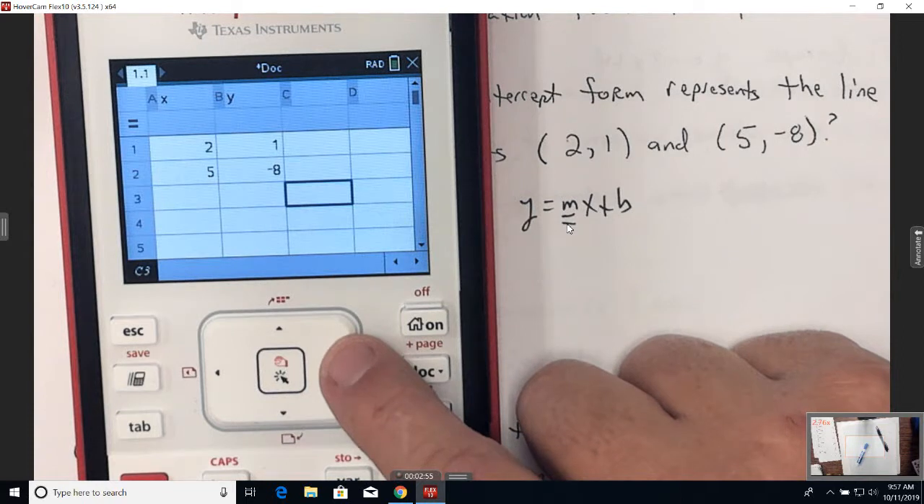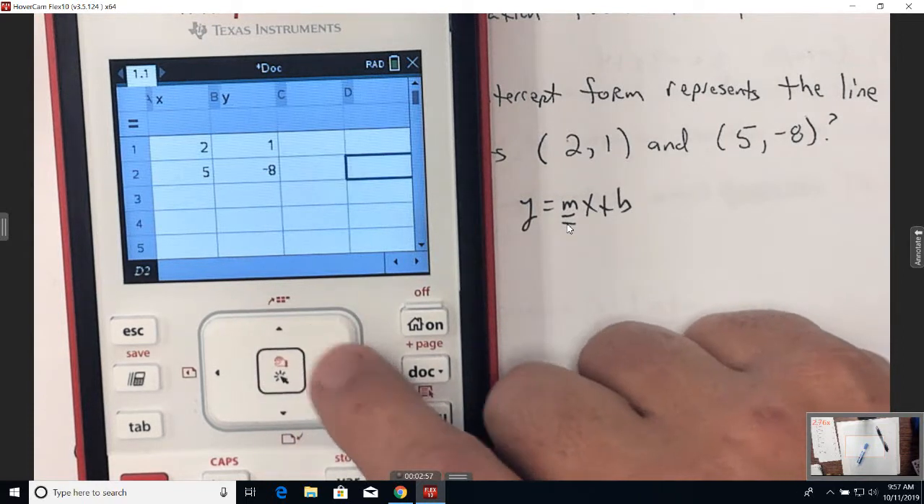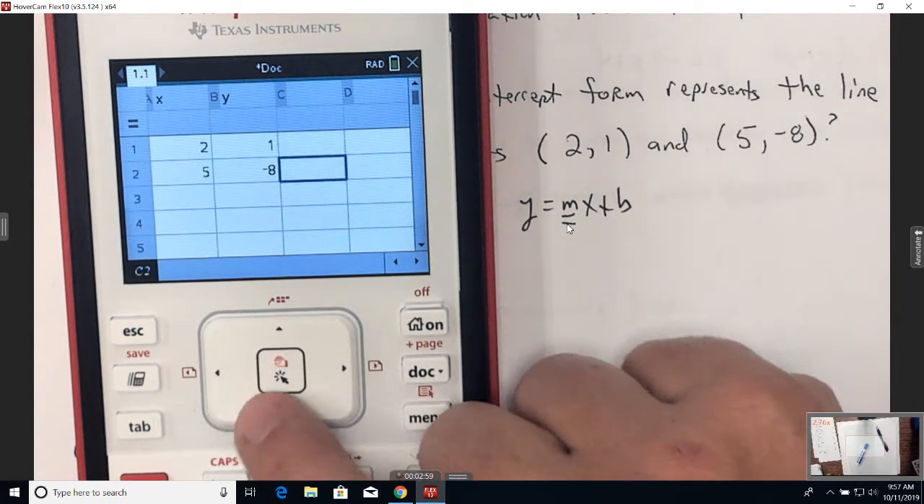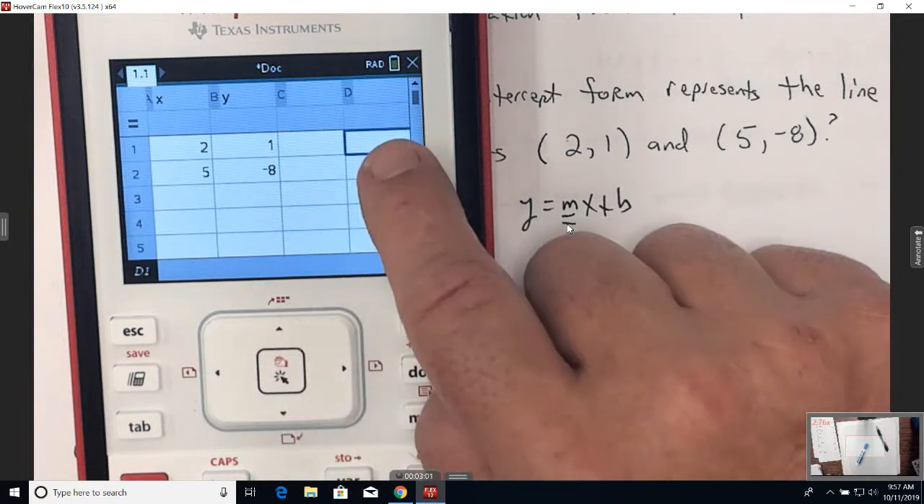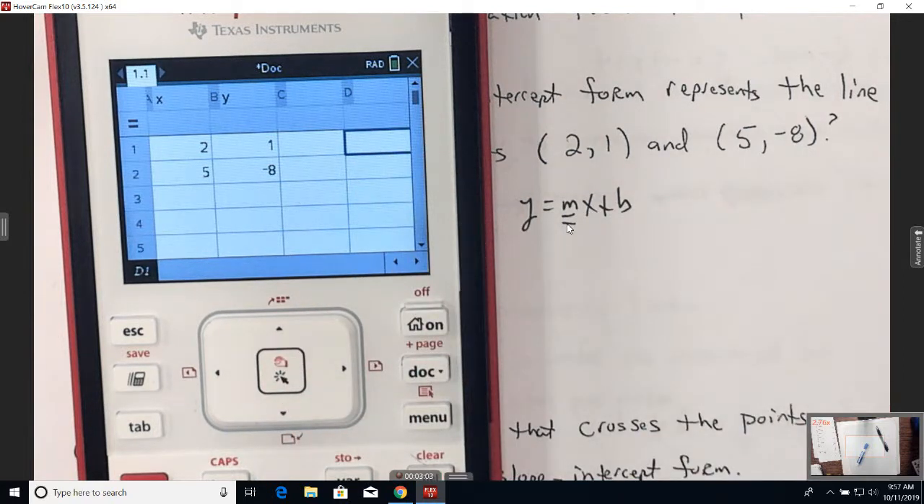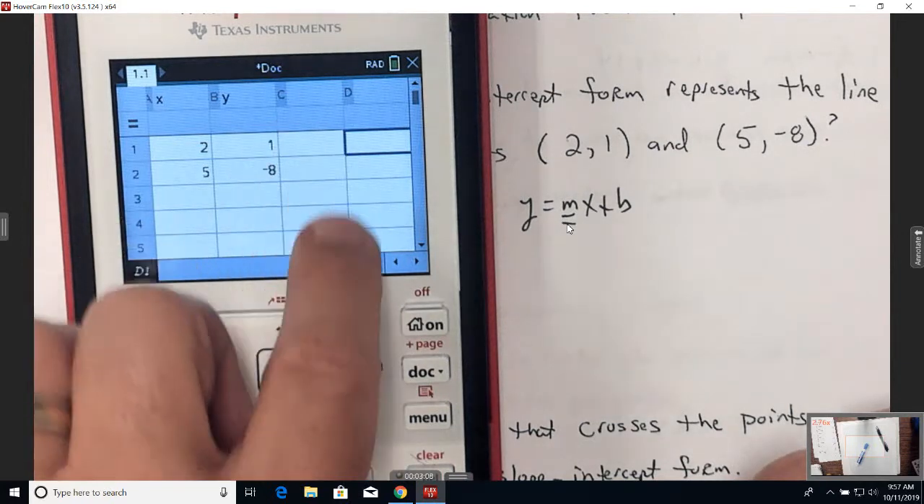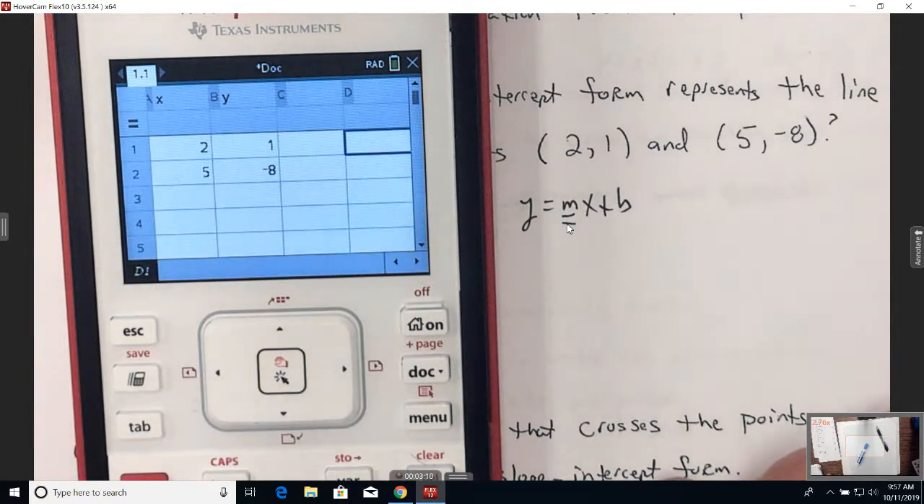Now what I want you to do is go to any empty cell. It could be D1, C1, wherever. Just move this little cursor to an empty cell. I typically skip a column and just put that in D1. Now I'm going to tell my calculator to come up with an equation for this in slope-intercept form so I don't have to. So here's the important part. This is stuff you don't know yet.